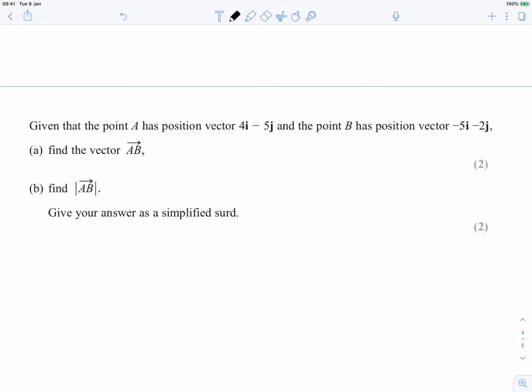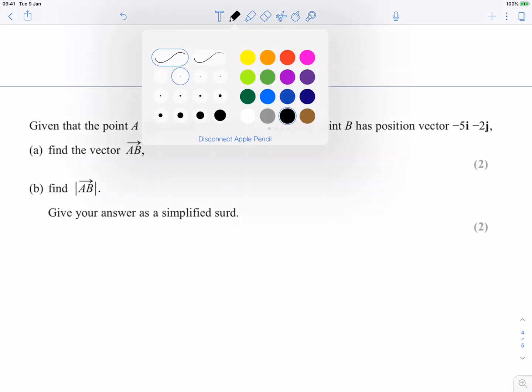Okay, given that the point A has position vector 4i minus 5j and the point B has position vector minus 5i minus 2j, find the vector AB. Okay, multiple ways of doing this.